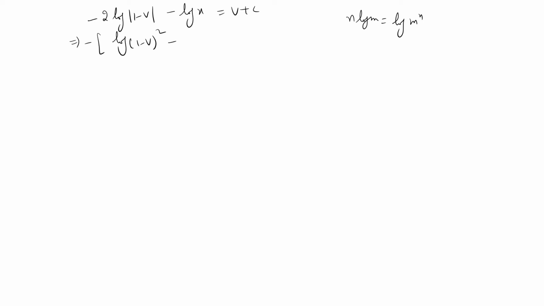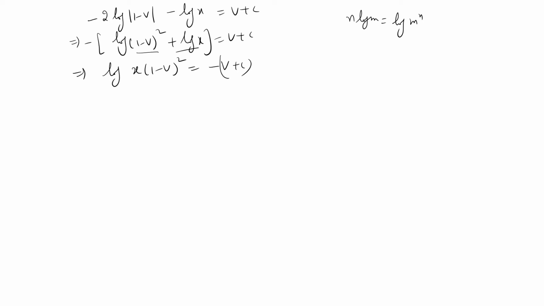We get minus 2 log (1 minus v) minus log x is equal to v plus c. Let us take the negative sign common. So it will be log of, and apply the formula n log m is equal to log m raised to power n. So it is (1 minus v square) plus log x is equal to v plus c. So this implies log a plus log b is log of a into b, and shift this negative sign here.